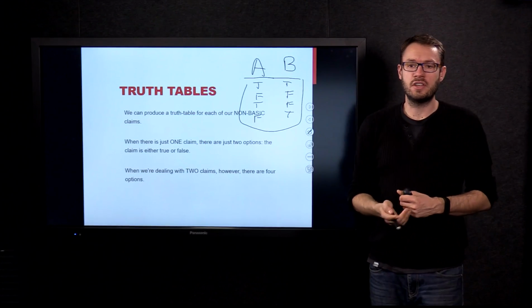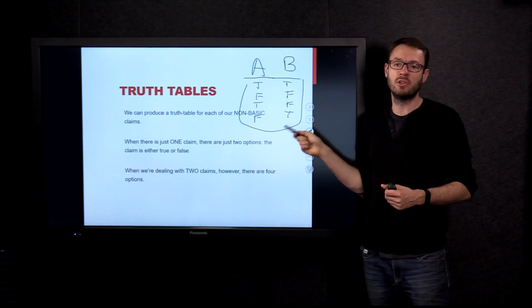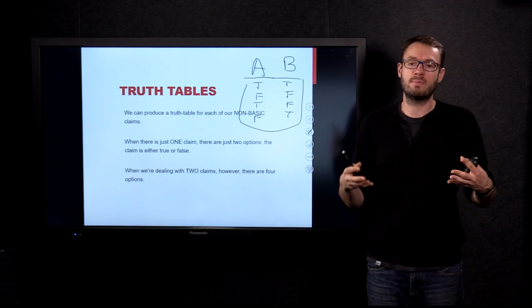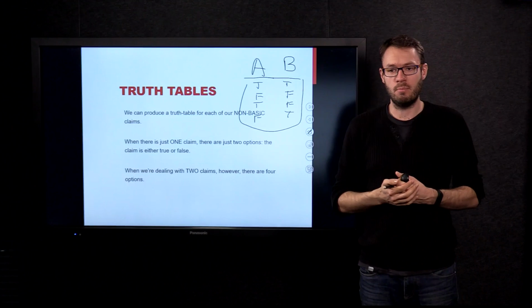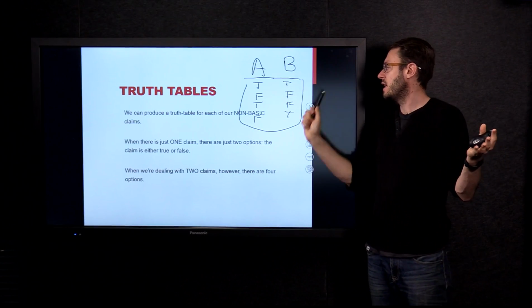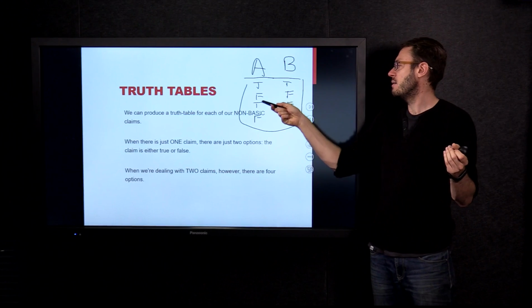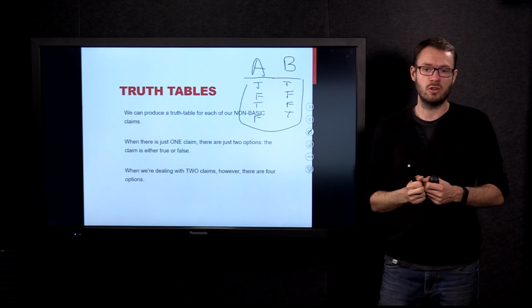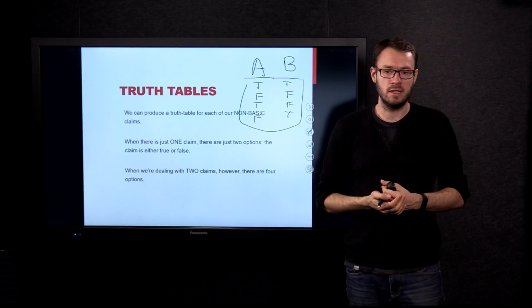And importantly, what you can see is that these are all of the possible options. There are no other ways for these propositions to be with respect to each other. So there's a possibility where they're both true, there's a possibility where they're both false, there's a possibility where one is true and the other is false, and there's a possibility where the other is false and the one is true, right? So we get all of these different possibilities.